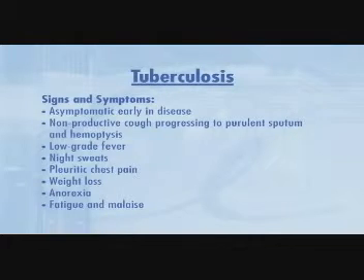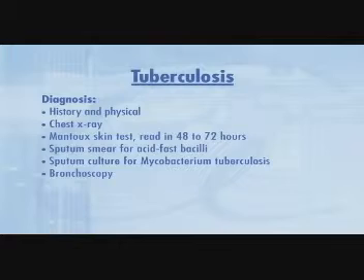It can be asymptomatic early in the disease, but clients eventually develop a non-productive cough progressing to purulent sputum and hemoptysis, low-grade fever, night sweats, pleuritic chest pain, weight loss, anorexia, fatigue, and malaise. The diagnosis is made through a history and physical, then a skin test is performed. If the test is positive, the skin test might be repeated or a chest x-ray ordered. If the chest x-ray looks questionable, then sputum smears and cultures will be done.